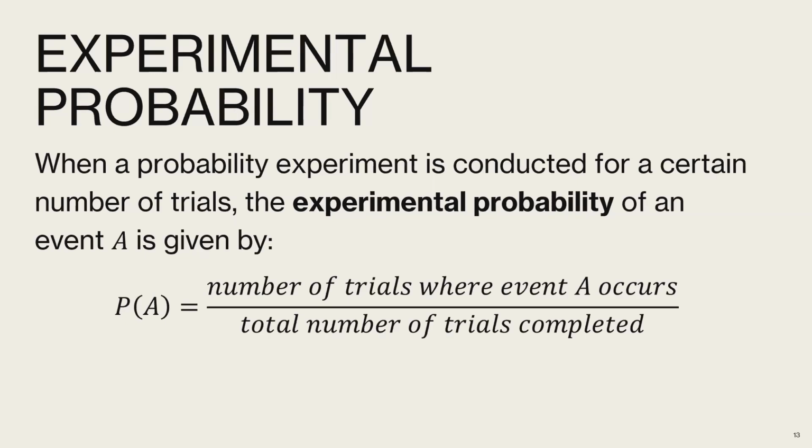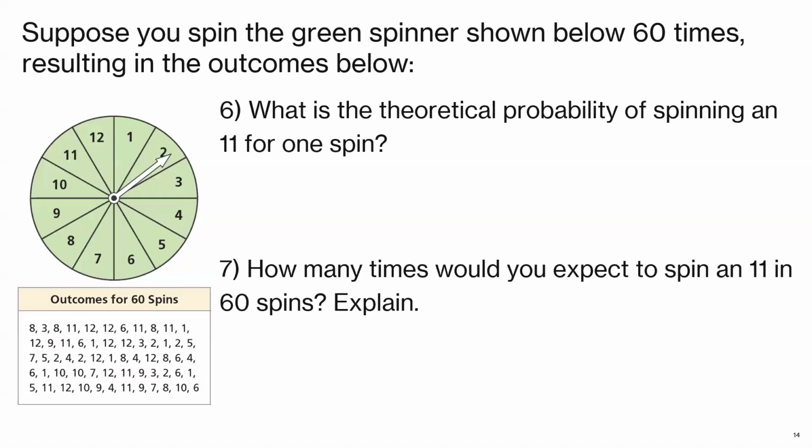Okay, so let's look back at our spinner here. What is the theoretical probability of spinning an 11 for one spin? So in theory, not having actually done the experiment, there's one 11 piece of pie out of the 12 total options, okay? And we're doing this 60 times. We are spinning this spinner 60 times. So the theoretical probability of getting an 11 out of one spin is just 1 out of 12.